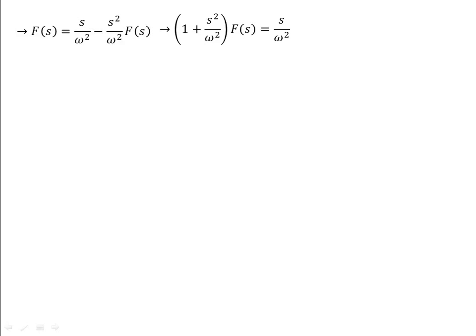If I get the common denominator for these fractions, I will have F(s) equal to s over s squared plus omega squared, which shows that the Laplace of cosine omega t is equal to s over s squared plus omega squared.